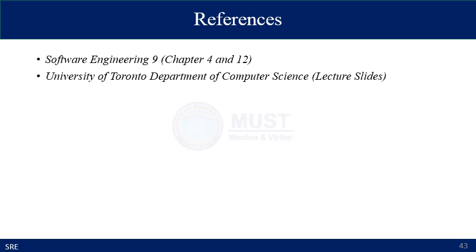So that concludes today's lecture, and in this lecture we have discussed the role of the software requirement engineer in the software development lifecycle process and software engineering process, along with the discussion of the feasibility study and risk management. If you want to read more about the topics, you can look into the recommended book, chapter 4 and chapter 12.